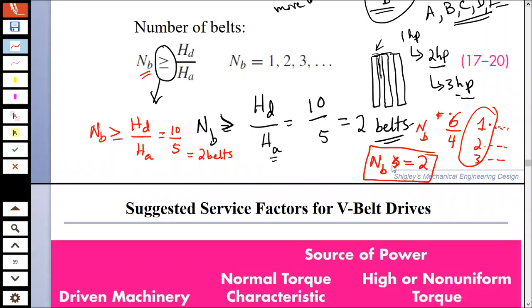Now, generally, not only V belts, but generally belt transmission systems are over designed. ठीक है जी. With 2 belts you can transmit more than 6 horsepower. लेकिन you cannot have 1.2 belts or 1.3 belts or 1.5 belts. It should be an integer. So if it is 1 point something or 2 point something, you switch to the next higher number, and that is why we say that NB should be greater than or equal to HD over HA.